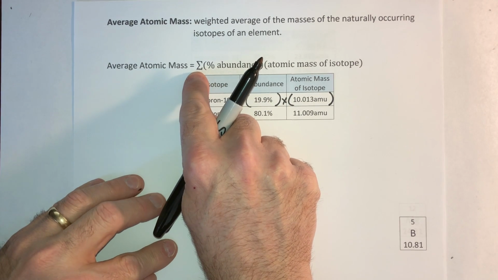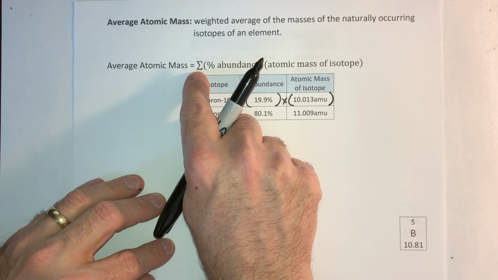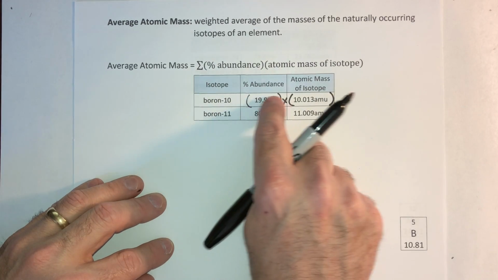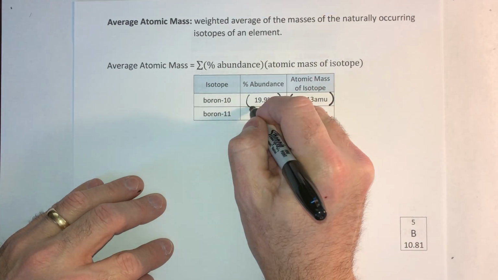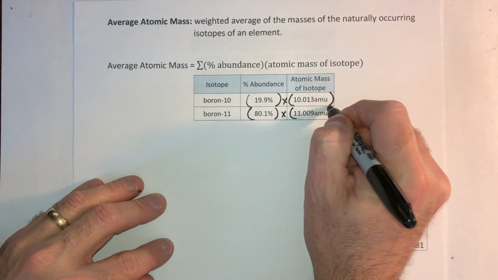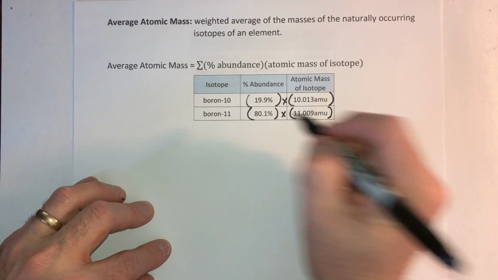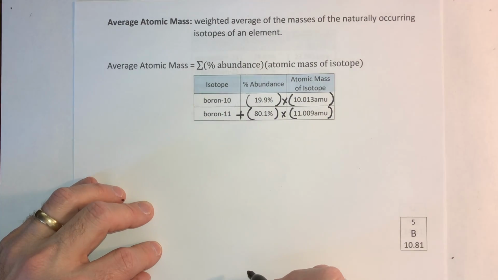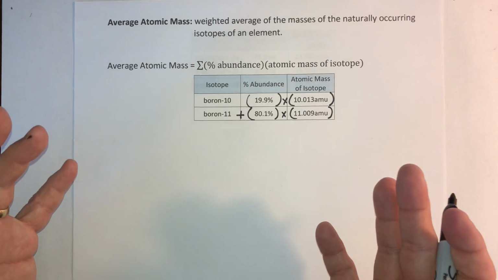This little sign out in the front is a sigma. It means add them all up. So you'll do the multiplication for the first isotope, then you'll do the multiplication for the second isotope, and then you'll just add them up. And that'll give you a weighted average.